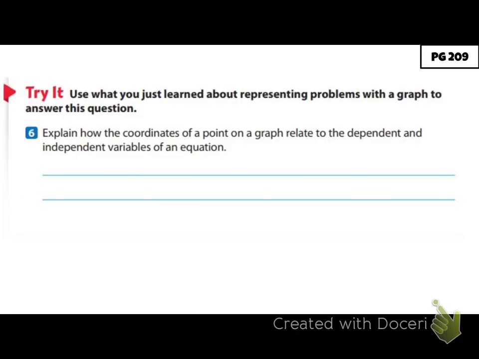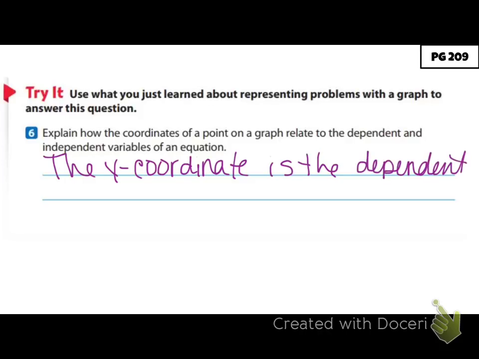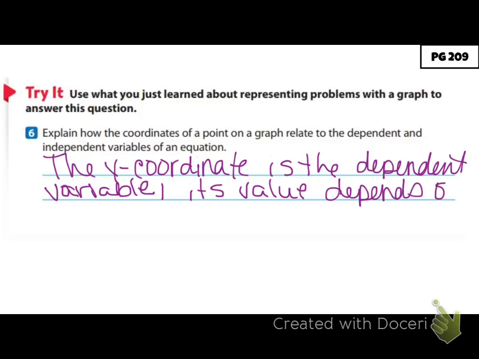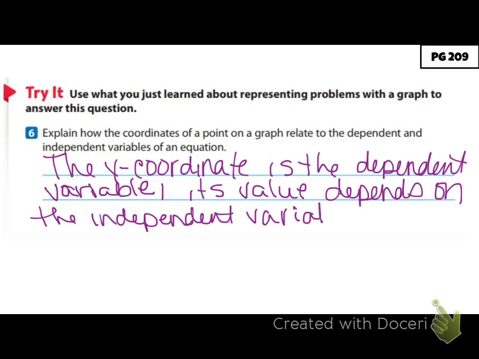So the try it question says, explain how the coordinates of a point on a graph relate to the dependent and independent variables in an equation. Well, basically they're the same thing. So the y coordinate is the dependent variable. Its value depends on the independent variable, which is the x coordinate.